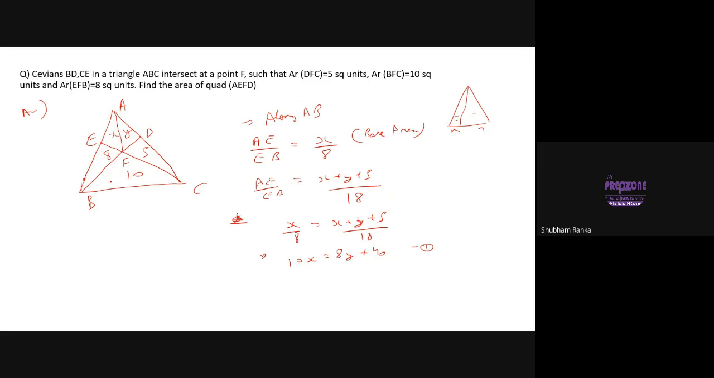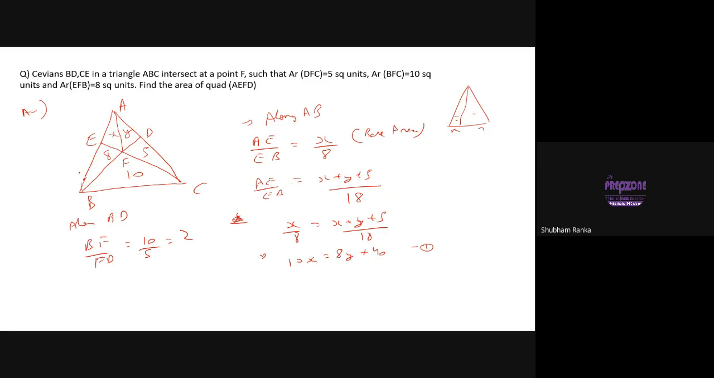Now can I get another equation like this? If I am able to get another equation, then this is done, right? Now let's see. Now I know 8, 10 and 5. So if I make an equation along this line across BD, here I'll have 10 by 5, which is 2. So I'll have one thing as a given. Along BD, in triangle BDC, BF by FD equals 10 by 5 equals 2.